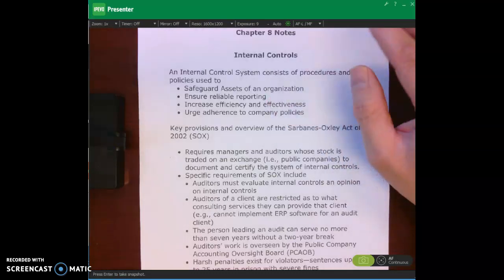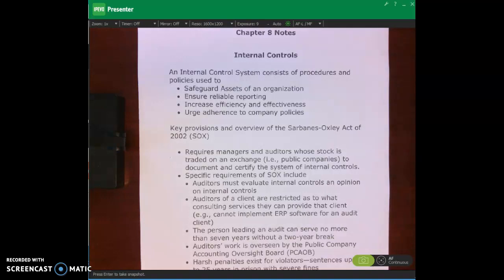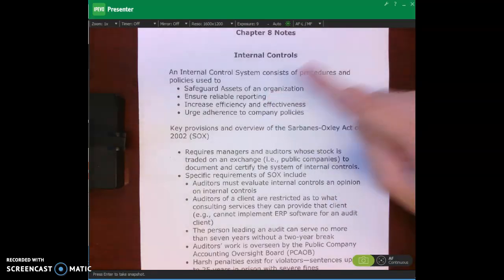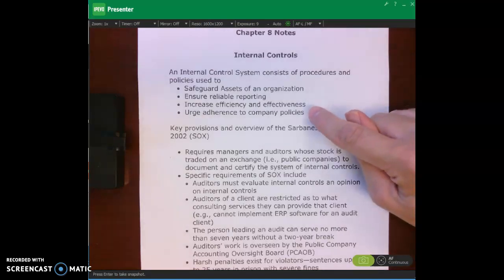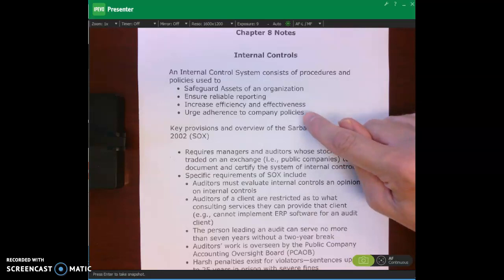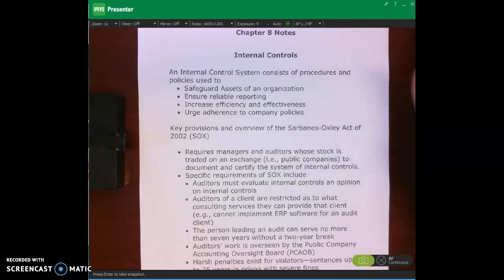Ensuring reliable reporting, talking about that second bullet. For example, let's say that we have $10,000 of accounts receivable on our balance sheet, that $10,000 is correct. That truly is the right number. Okay, so making sure that's correct, because investors and regulators, creditors use our financial statements to make important decisions, and so we have to make sure that they're right. Okay? Also, to improve efficiency and effectiveness, and also the final objective of internal controls would be used to make sure that we follow company policies.